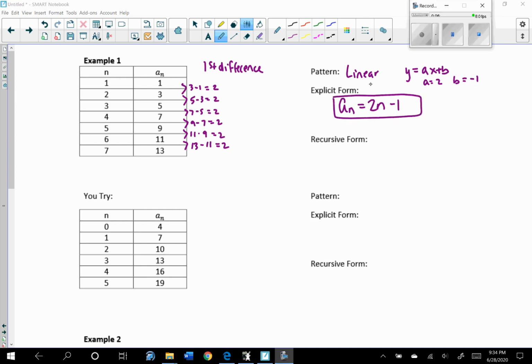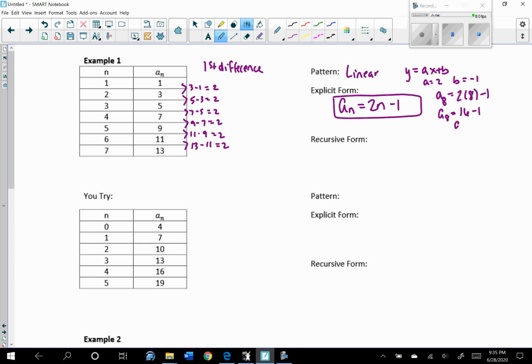And remember, we like this form because I can find any term in my equation by plugging it in. So let's say I wanted to find the eighth term. That would be a sub 8. So that means I'm plugging 8 into my equation for n. So 2 times 8 minus 1. So a sub 8 is equal to 2 times 8, which is 16, minus 1.